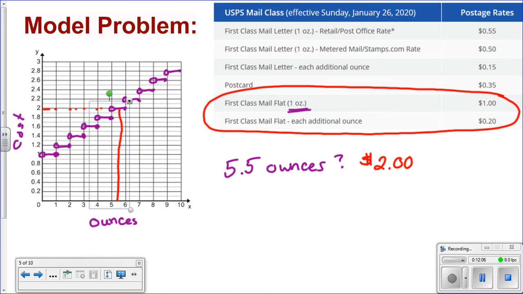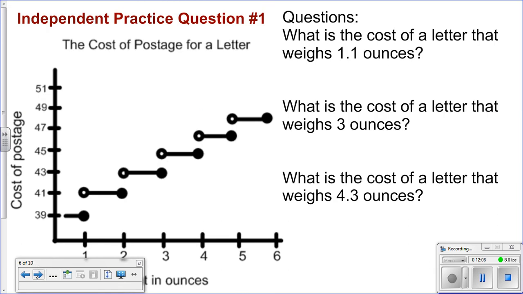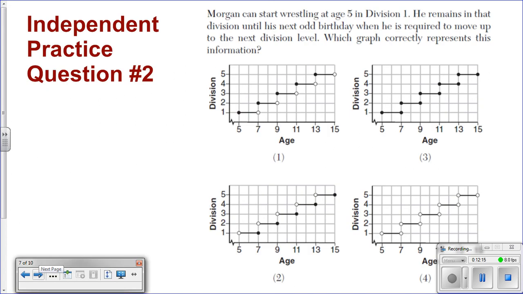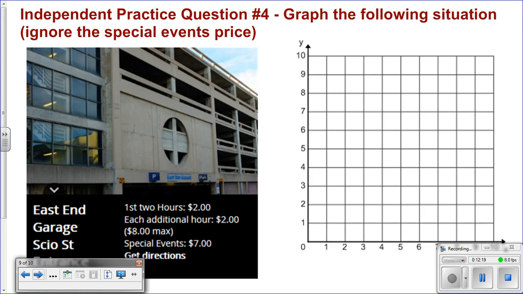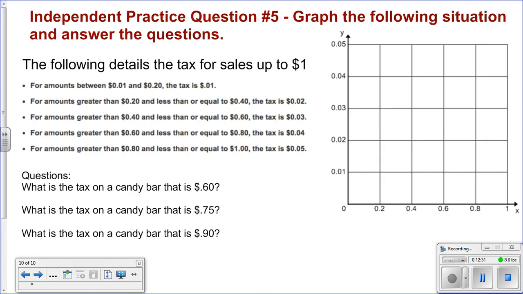Okay, I have a few questions that I would like you to answer. So I'd like you to do a few of them where we are going to be interpreting. Here we have a Regents question, more interpreting, and then I'd like you to try one of your own. This is for the East End Garage. We're going to ignore the special events, but I do want you to notice that we max out on this one at $8.